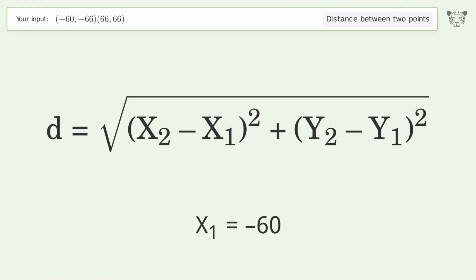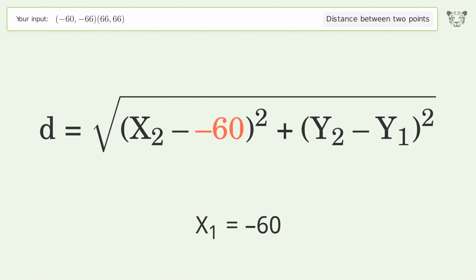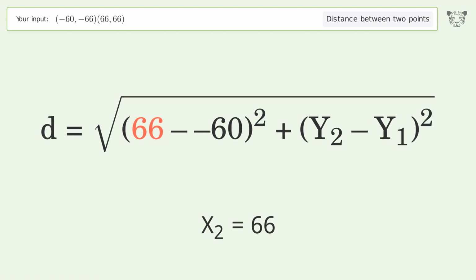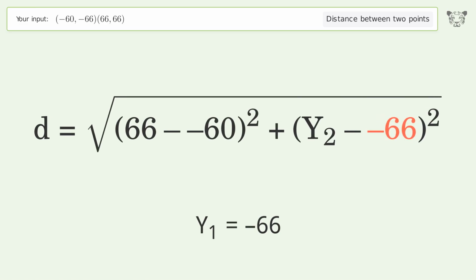x1 equals -60. x2 equals 66. y1 equals -66. y2 equals 66.